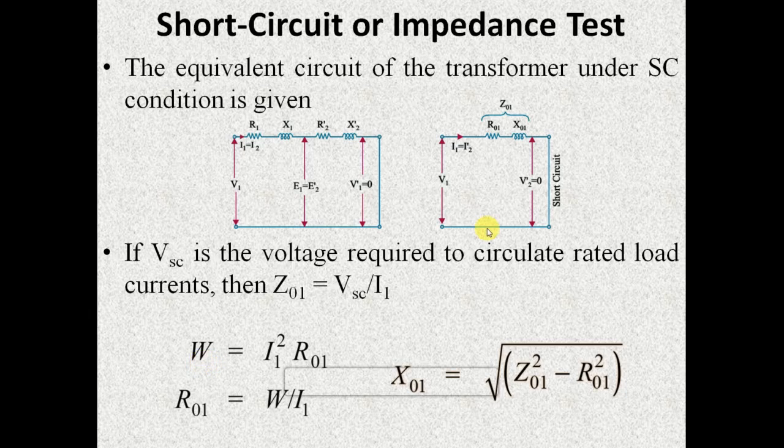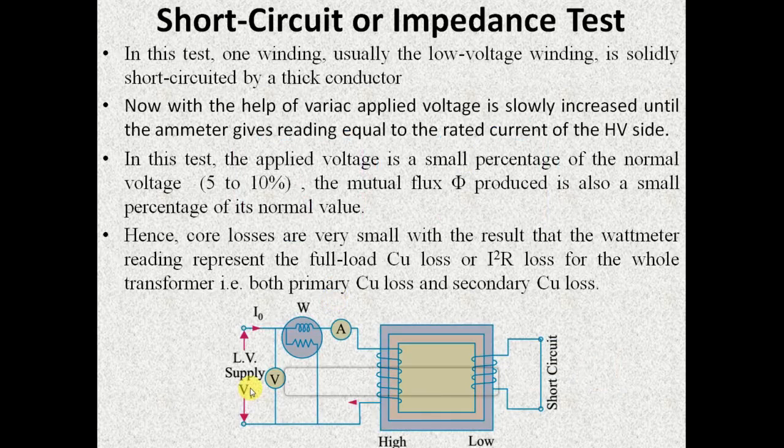As this test is conducted at the rated current condition, the power which is taken from the supply is mainly used to compensate the copper loss which will occur in this machine. The reading of the applied reduced voltage will be given by this voltmeter, the reading of the rated current will be given by this ammeter, and the power reading will be given by this wattmeter.